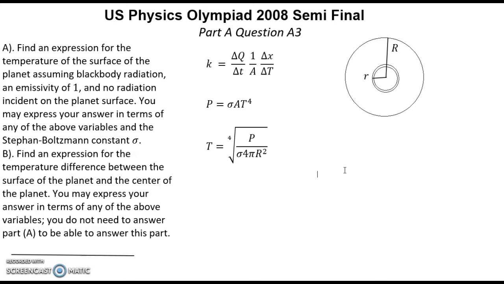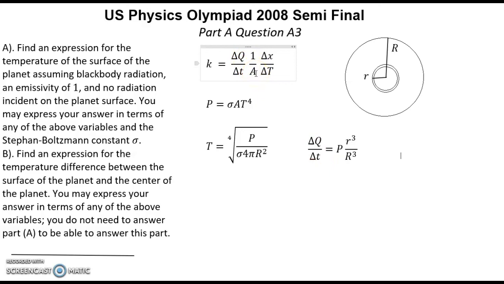Question B. Find an expression for the temperature difference between the surface of the planet and the center of the planet. Now let's assume that delta Q over delta t is the radiation created in any part of the planet with the same density. So it means that radiation is proportional to volume. If we take a sphere of radius small r, we can count the radiation created by this small sphere, and it's proportional to r cubed. So it means that we know what dQ over dt is, and we can put it here.